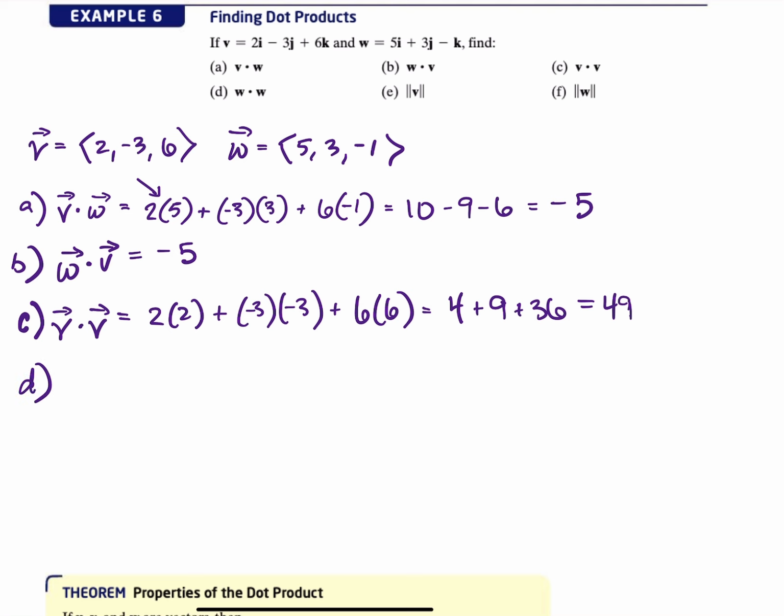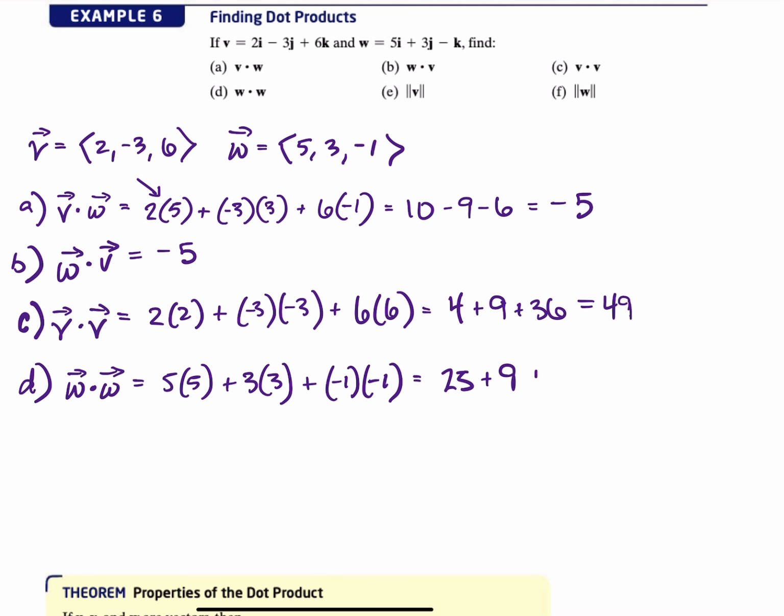Part D asks for w dot w. So that would be 5 times 5 plus 3 times 3 plus negative 1 times negative 1. Or 25 plus 9 plus 1, which will give us 35.